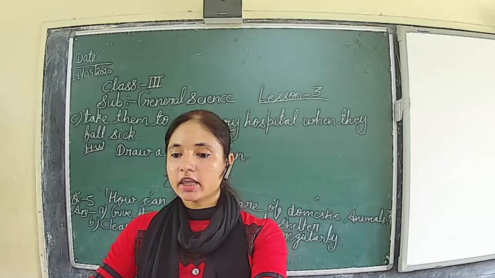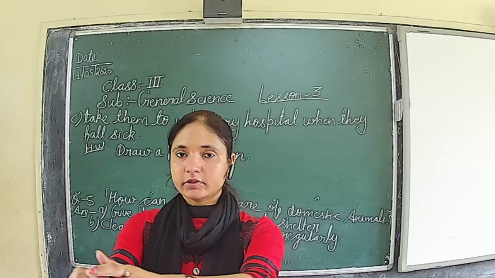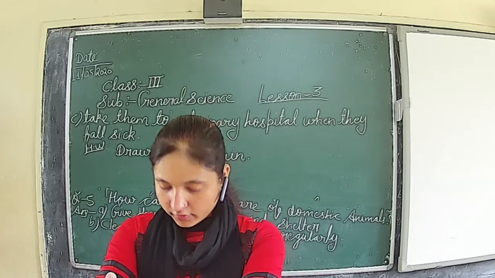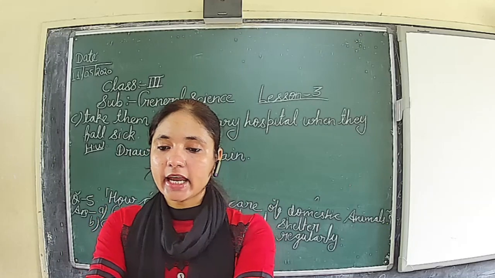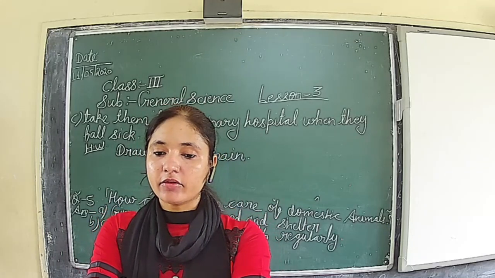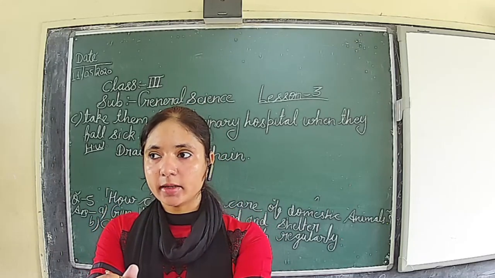Then here we can see the word power of the chapter. So what is prey? An animal that is hunted and killed for food by another animal is called a prey.